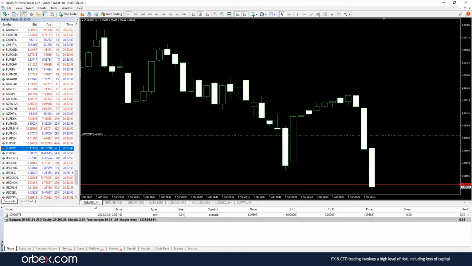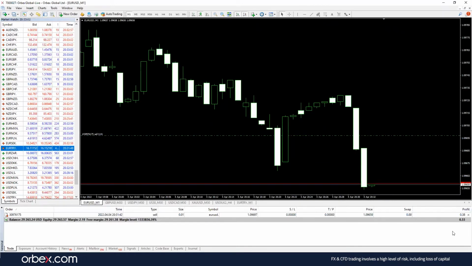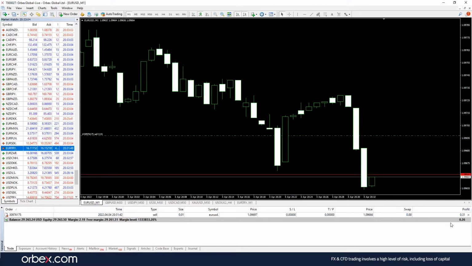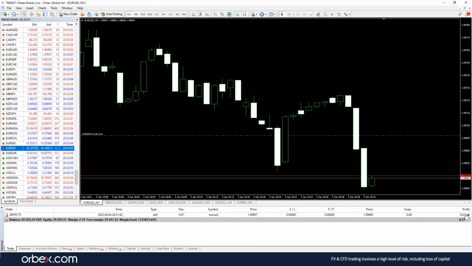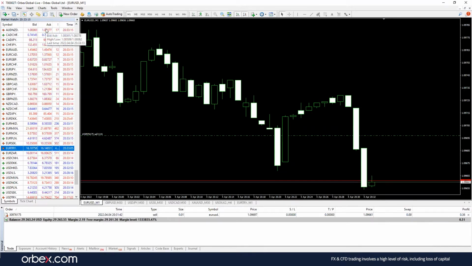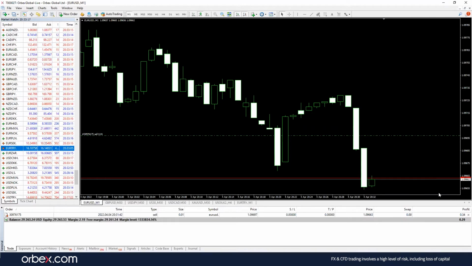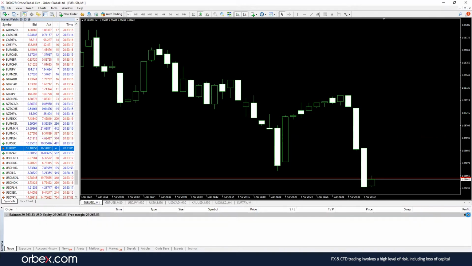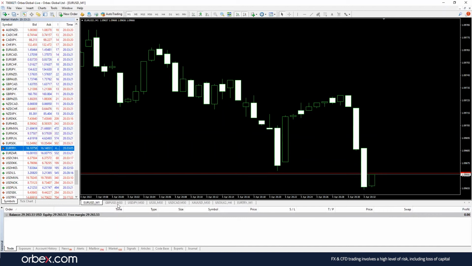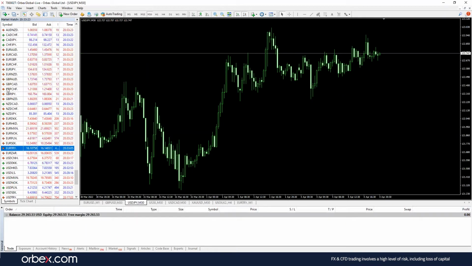So going back to our euro dollar trade, as you can see here, I'm going to close the trade, and because it's a sell position, it's going to close at the ask price, which is the red line. There's not much difference at the moment, so it's quite a bad example. So let's go to dollar yen, so it's a little bit easier to see.